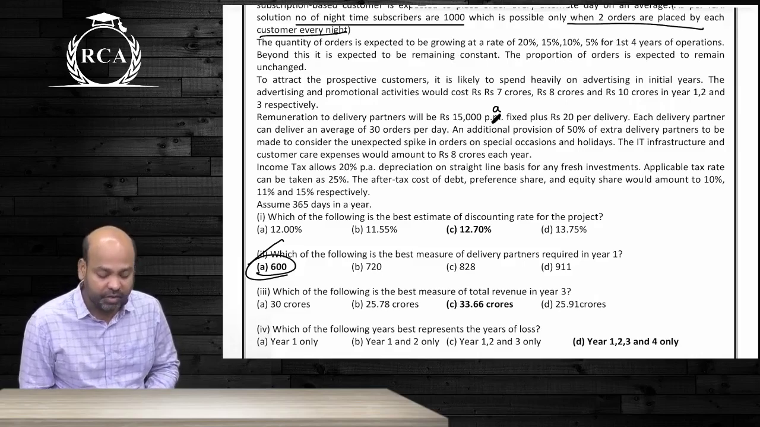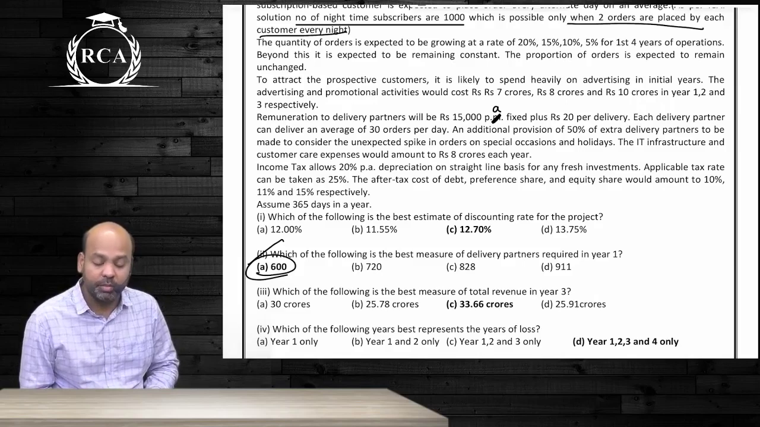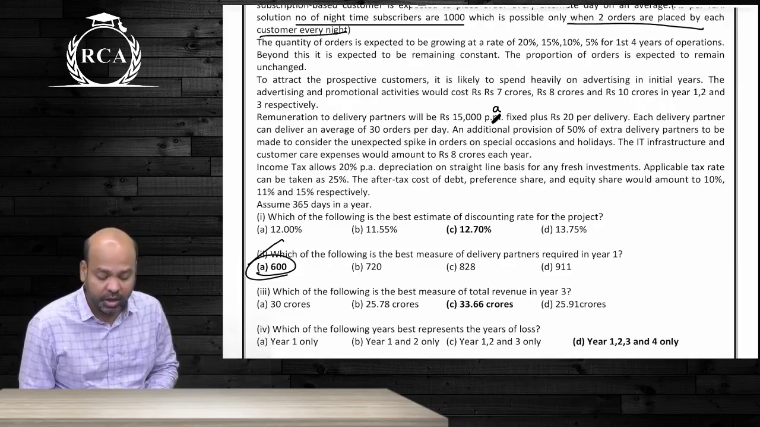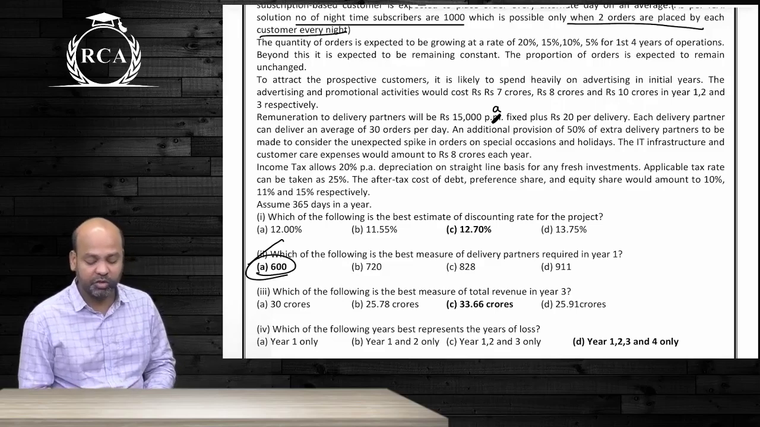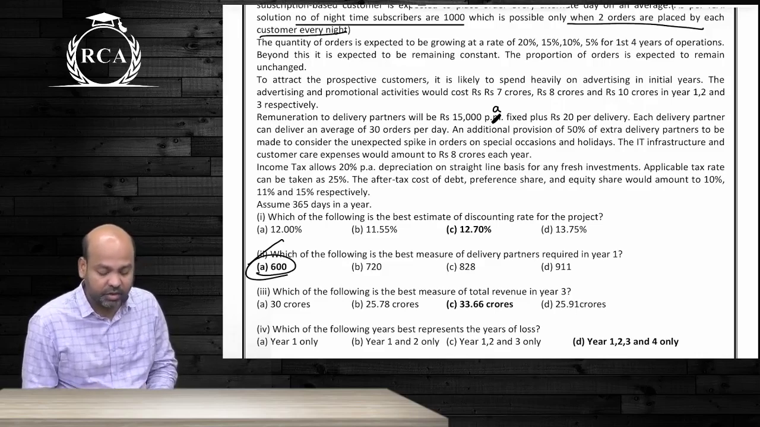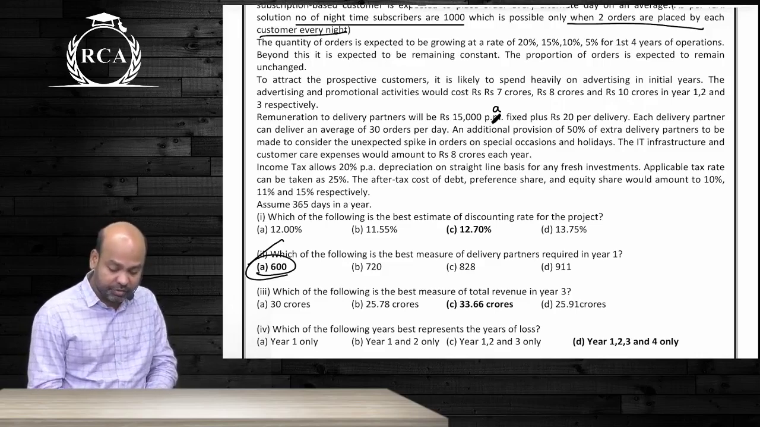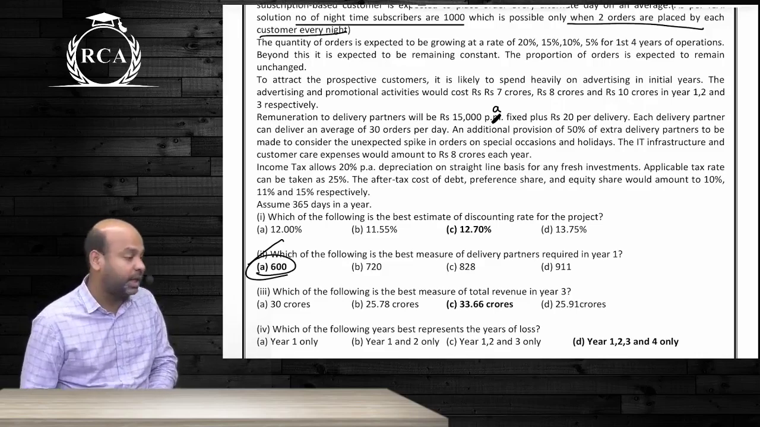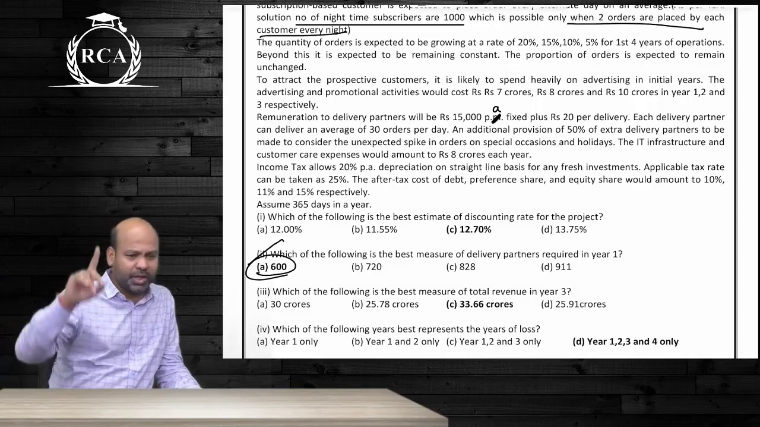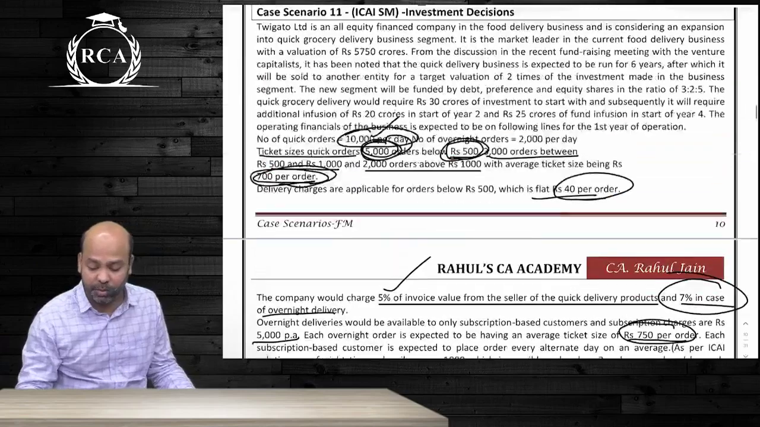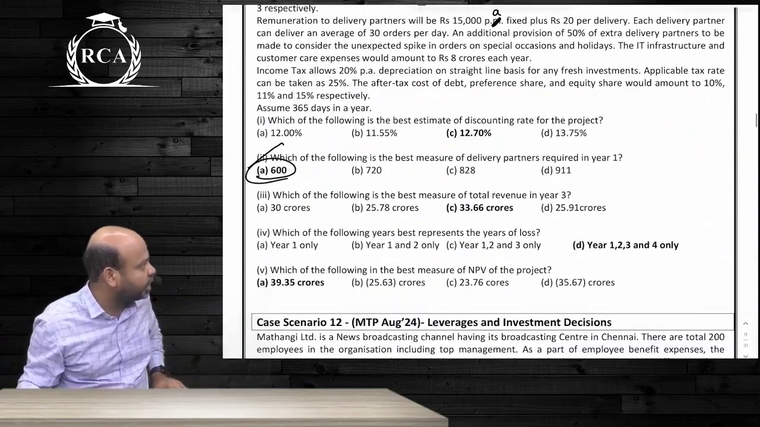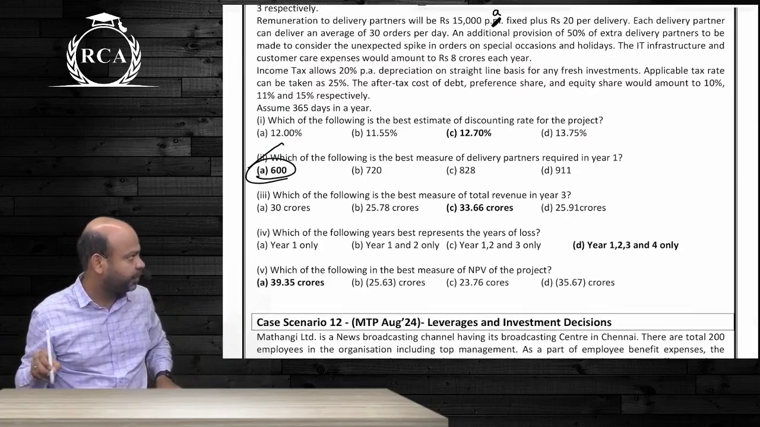The IT infrastructure and customer care expenses would amount to 8 crores each year. Constant expenditure every year. Income tax allows 20% depreciation on straight line basis for any fresh investment. Applicable tax rate is 25%. After tax cost of debt, preference share, equity share would be 10, 11 and 15%. Directly after tax दे दिया बेटा, problem ही नहीं है. Starting sentence में he gave us a proportion 3:2:5. You can compute Ko, which will be the answer to the first bit.